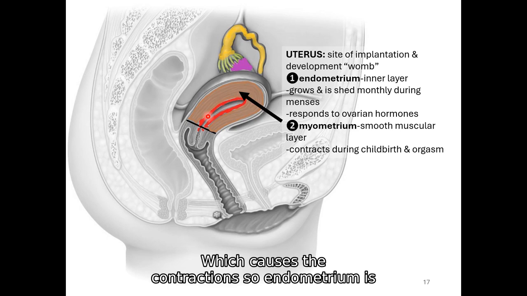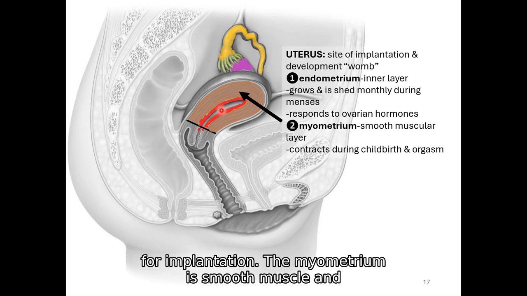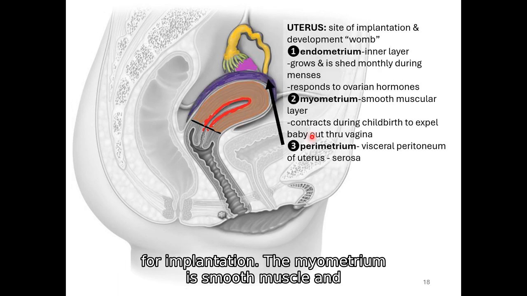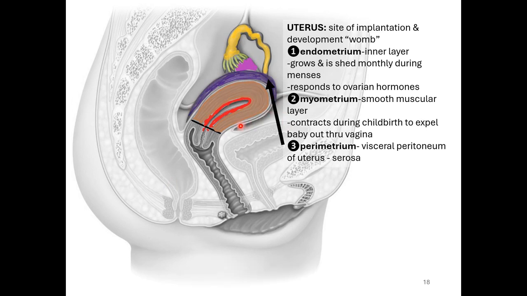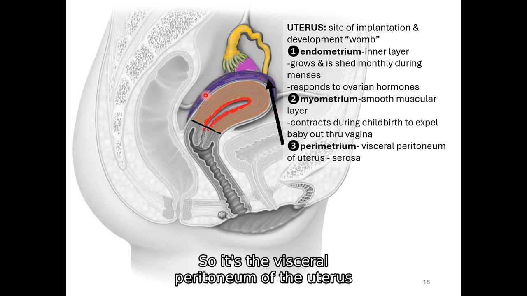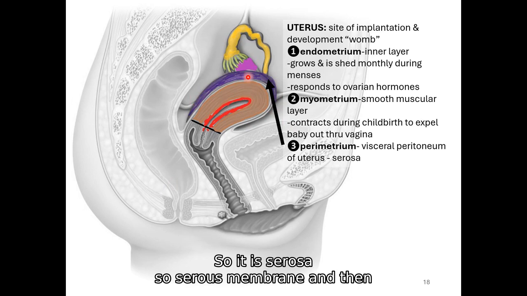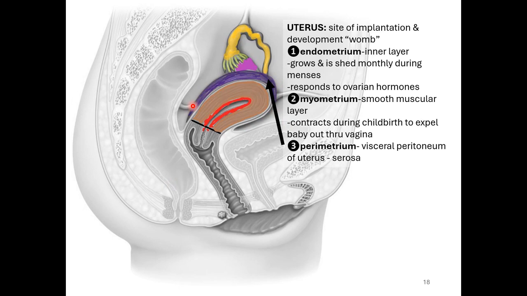So endometrium is the layer that responds to ovarian hormones. It grows, it's shed monthly. The layer for implantation. The myometrium is smooth muscle. And then the outermost layer is the perimetrium. So the perimetrium is on the uterus itself, so it's the visceral peritoneum of the uterus, so it is serosa, so serous membrane. And then you'd have the broad ligament kind of tenting over that.